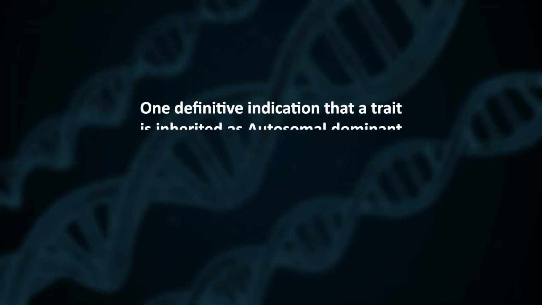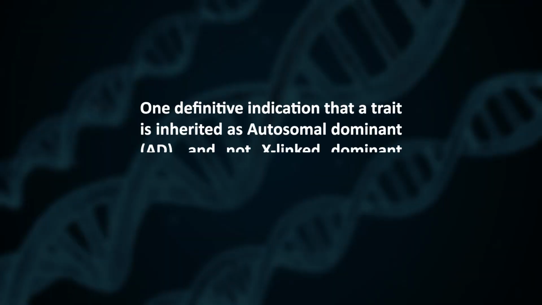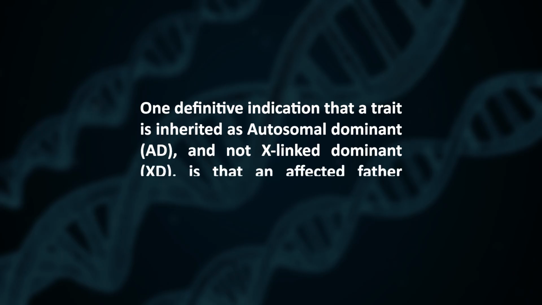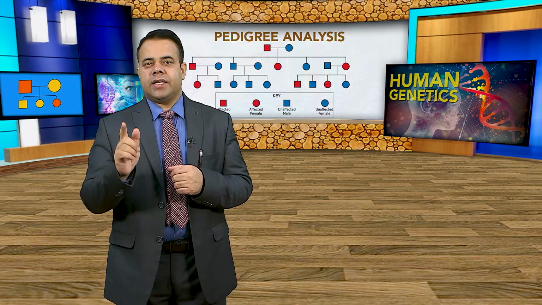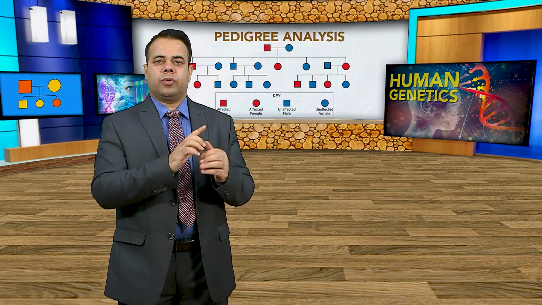One definitive indication that a trait is inherited as autosomal dominant and not X-linked dominant is that an affected father passes the disease to a son. This type of transmission is not possible with X-linked dominant since males inherit their X chromosome from their mothers.